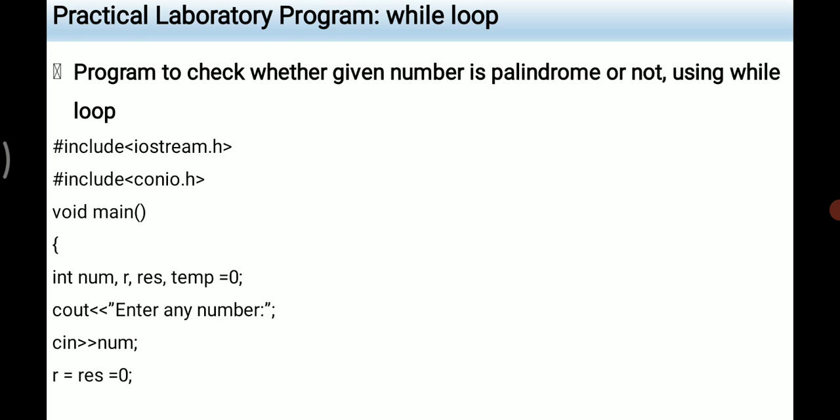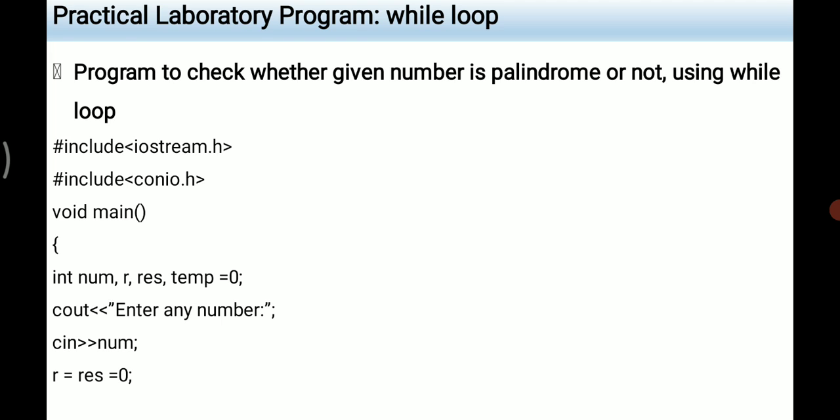Some of the steps that we have to follow when we have to check whether a given number is a palindrome or not in a C++ program: we are supposed to first enter any number to check whether it's a palindrome or not. Then we reverse that number. Then we compare the original given number with the reversed number. If they match, then it becomes a palindrome number. Otherwise, it is not a palindrome number.